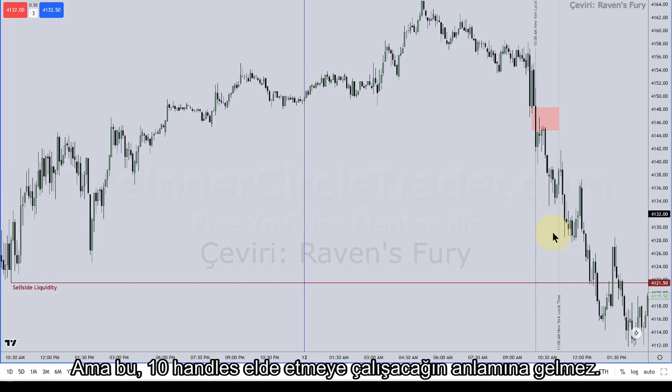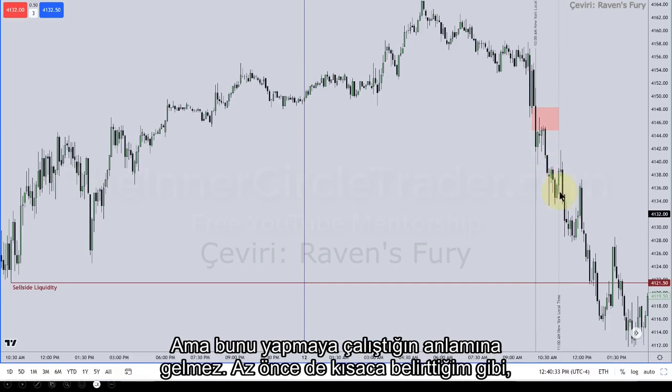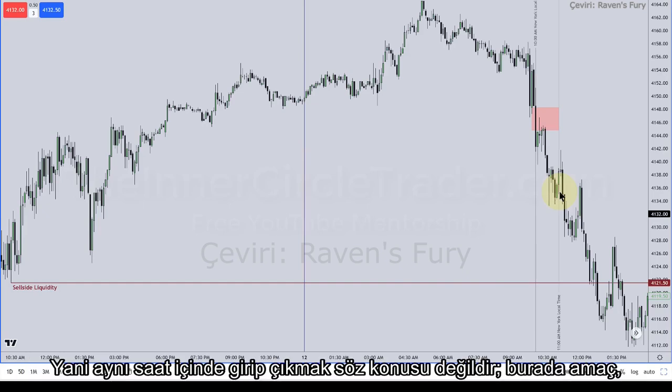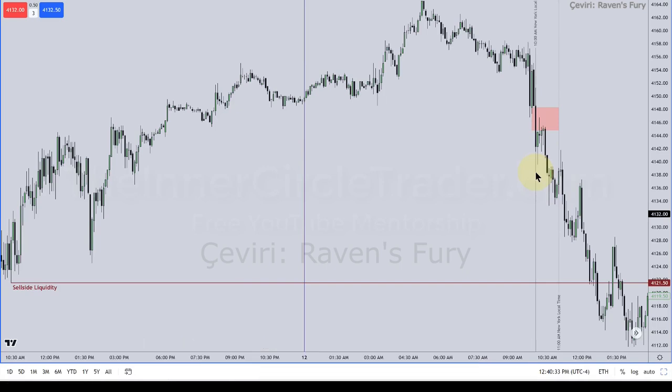In framework, it does not mean you're trying to get 10 handles. It just means that it offers 10 handles. So going short here, collecting 5 handles, that could have been done inside of the scope of that 60-minute window. Not that you're trying to do that, as I mentioned briefly moments ago. The trade is many times held in duration longer than the window that the framework and entry is derived from. So it's not an in and out within the same hour. It means that you're looking for the setup to form to get you into the trade within the scope of 10 o'clock to 11 o'clock New York local time.